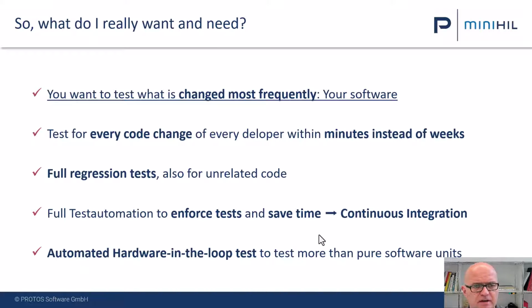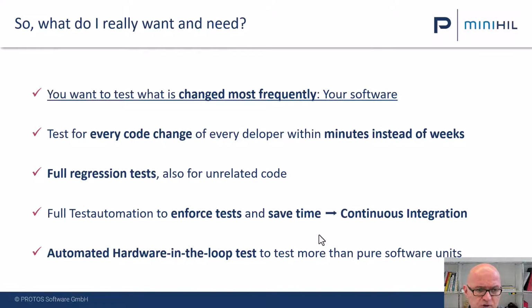We want to test every code change for every developer within minutes instead of weeks. Why every code change? Because if you change something, you need a full regression test: you change something over here and something happens over there. You didn't even change anything there, but you have side effects. You have limited resources and so on. So that's why you need a full regression test for every code change.